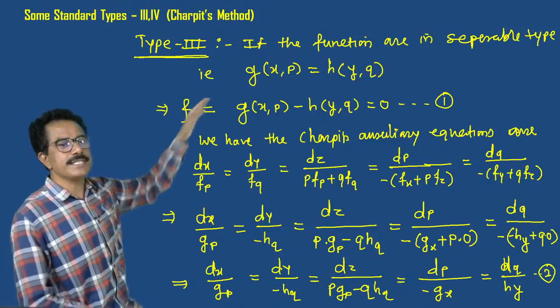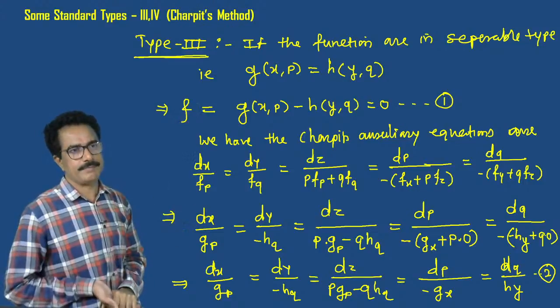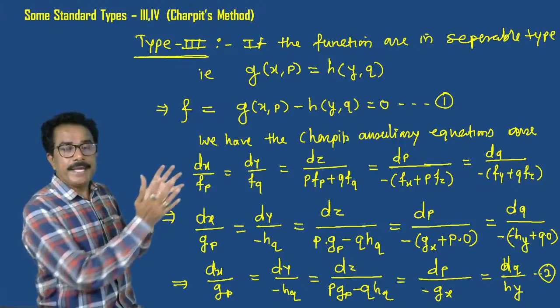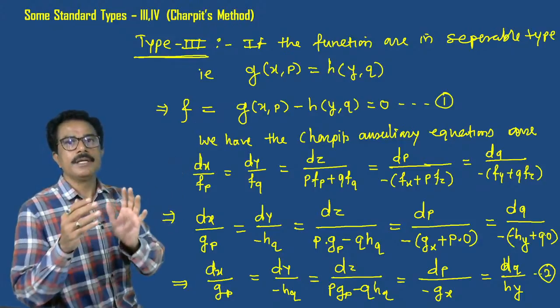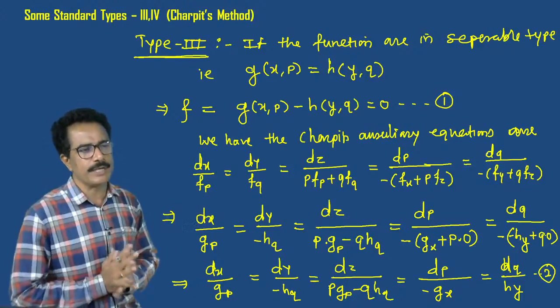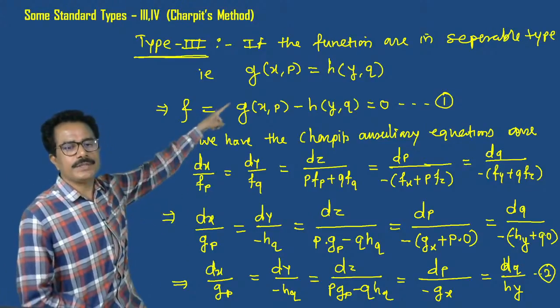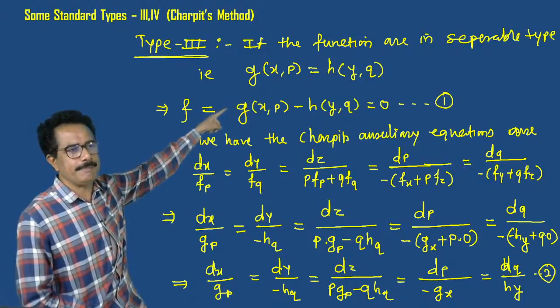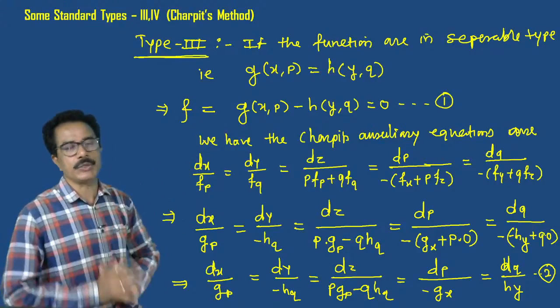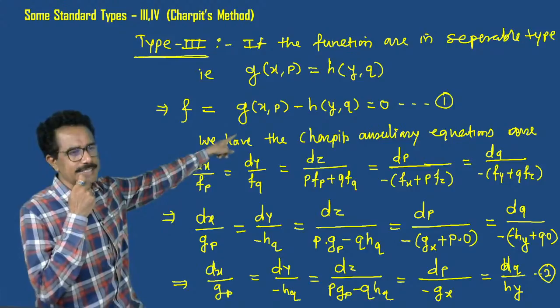The functions are separable functions. That means x and p are on the left side, terms of y and q are on the right side, and z is supposedly absent. So this is called a separable type. The separation is of xp and yq. So we can write this.